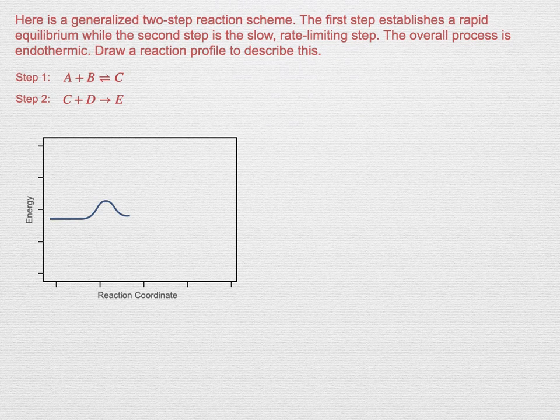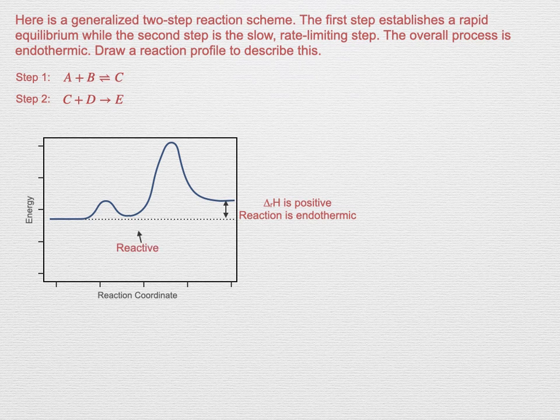Well, the first step is the same. However, the second step needs to end at a level above the starting point. The reaction enthalpy is an increase. It is positive. This change identifies an endothermic reaction. The other points characterizing the reactive intermediate and the transition state are the same. Here's another slight variation.